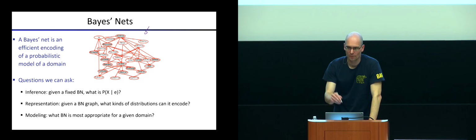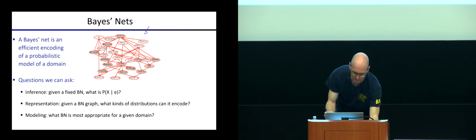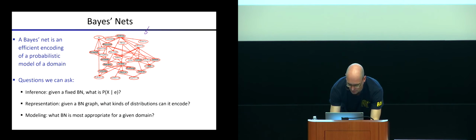Questions we can ask once we have a Bayes net encoding a joint distribution are all the questions we can also ask from any joint distribution, because a Bayes net is just one way of representing a joint distribution. The joint distribution is still there. We can still ask questions about it. So given a fixed Bayes net, we can ask, what's the probability distribution for x given some evidence variable e?